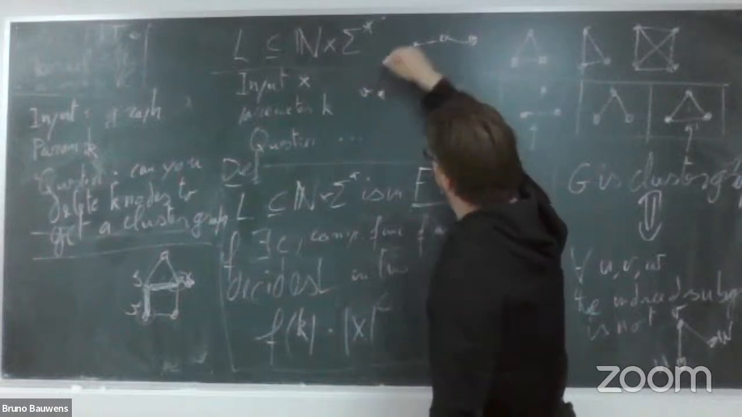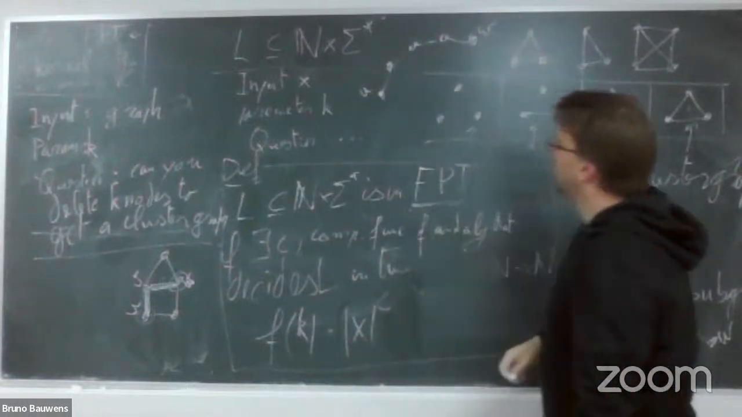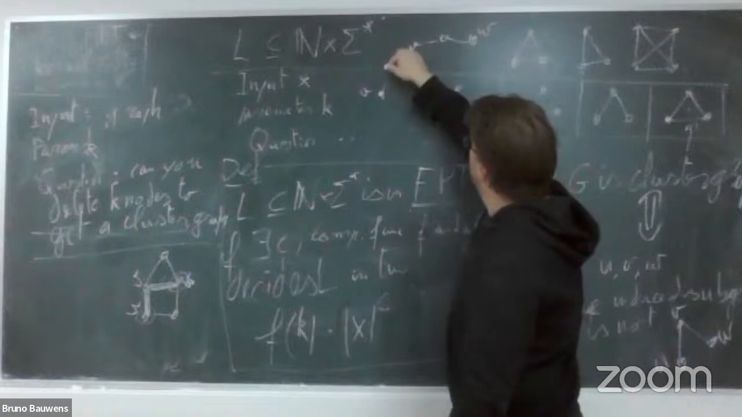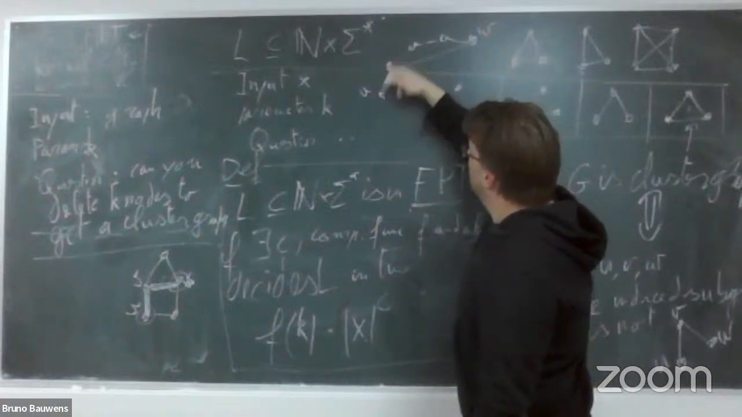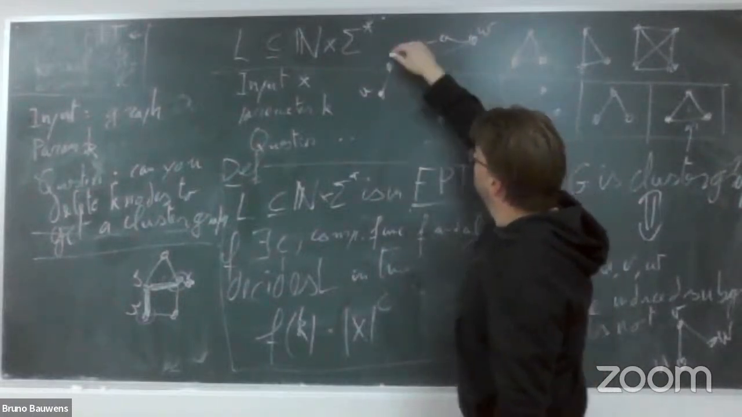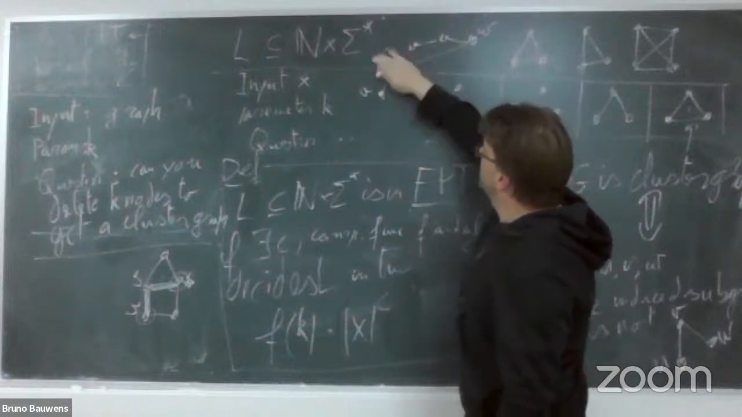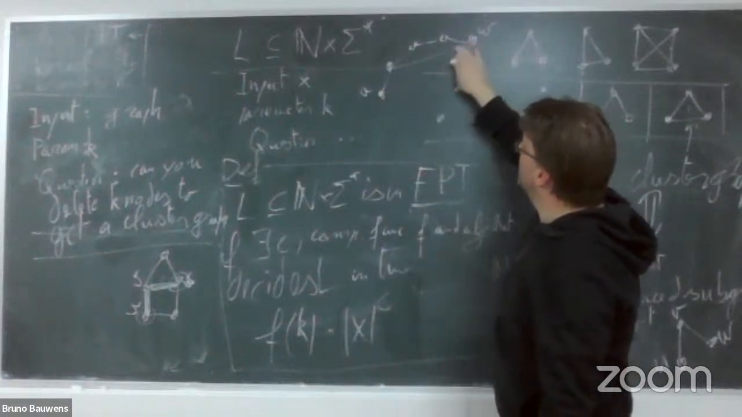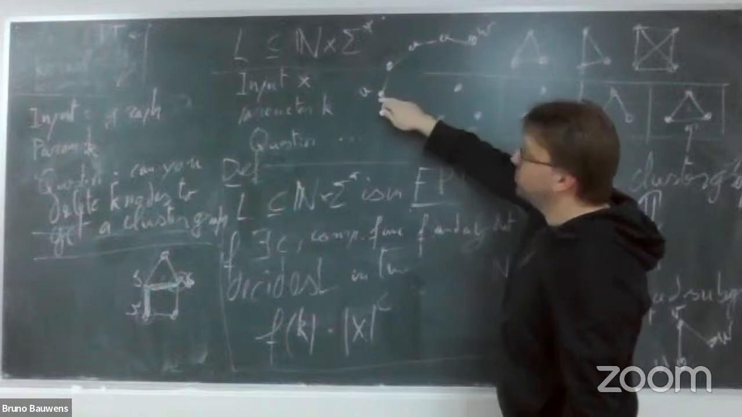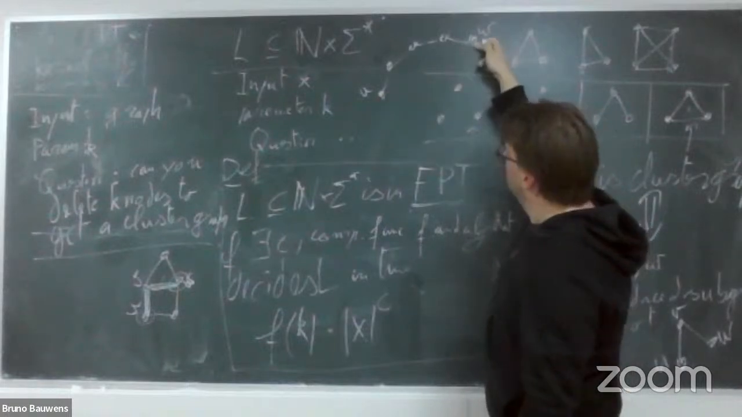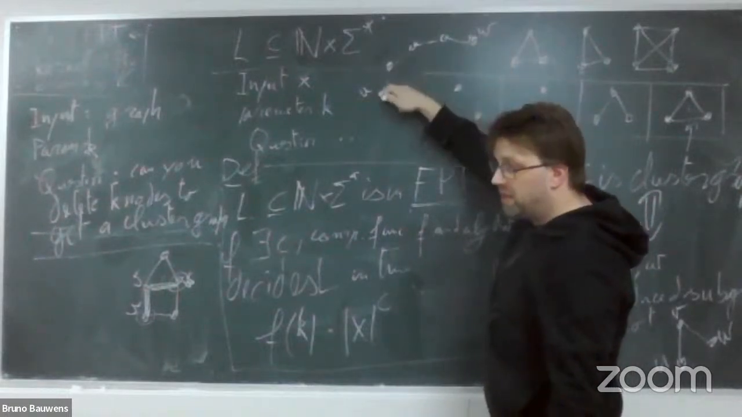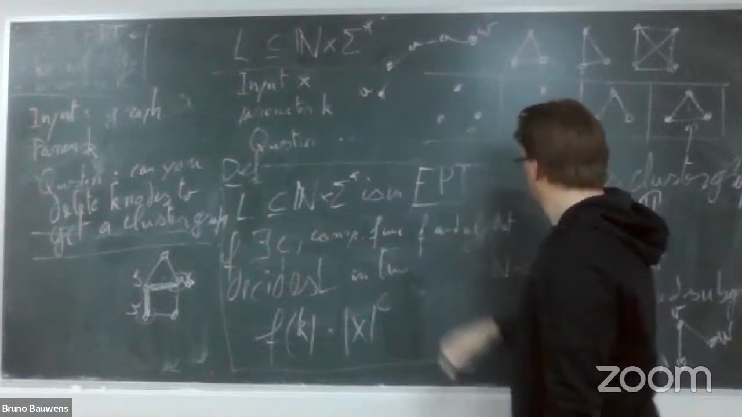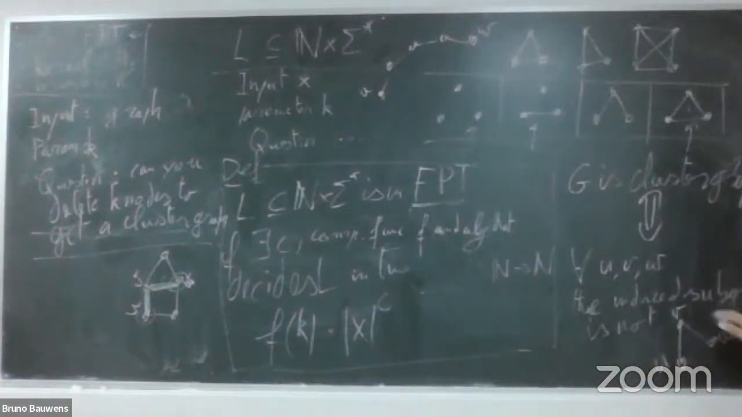So here we take 2 nodes, U and W. But then it can happen that this is not a cluster graph, because we find 2 nodes that are not connected by an edge, but they are connected by a path. So now we need to come up with 3 nodes.